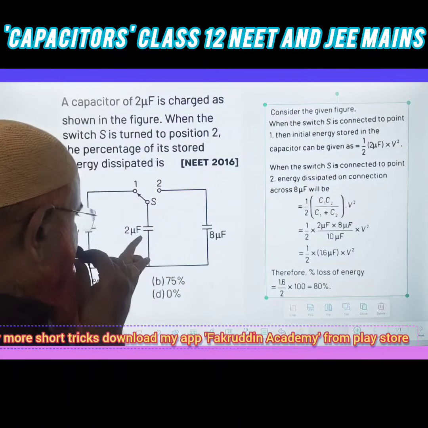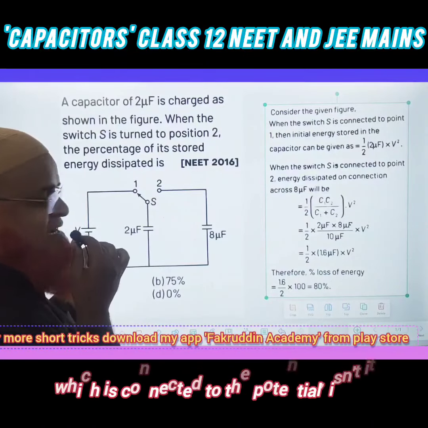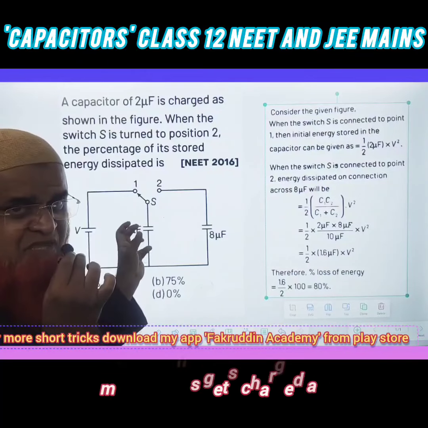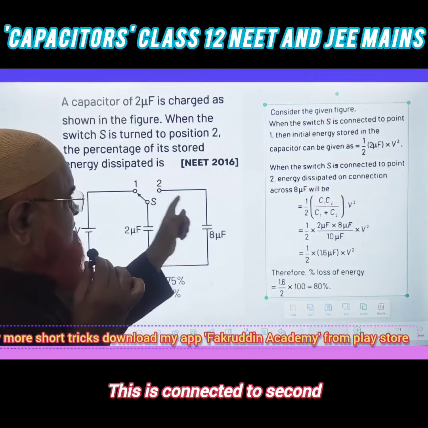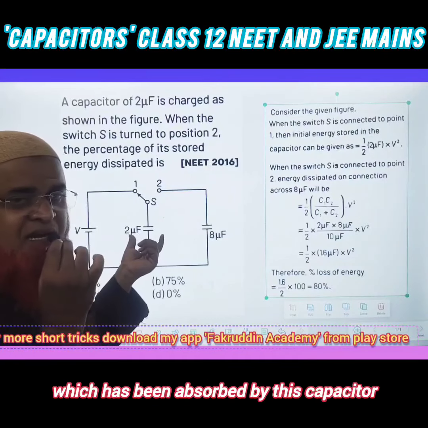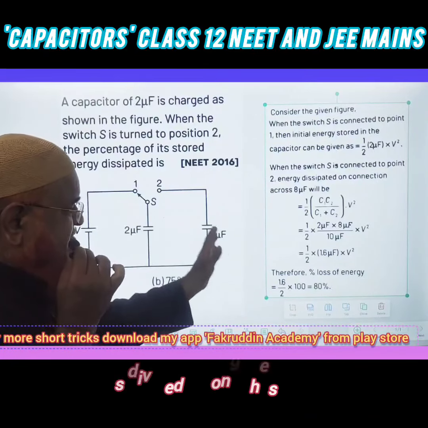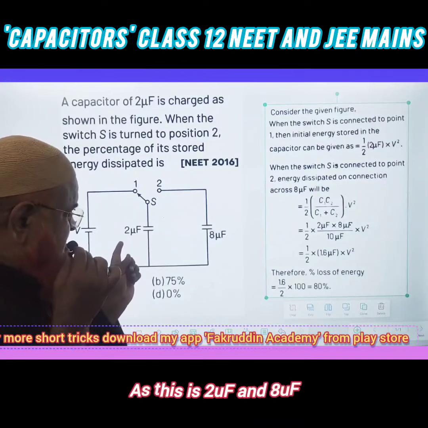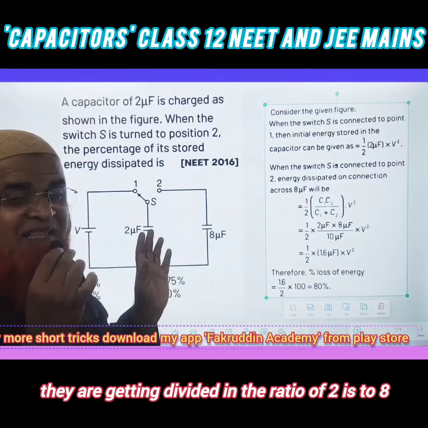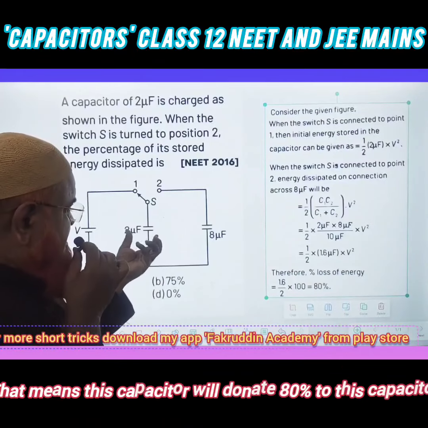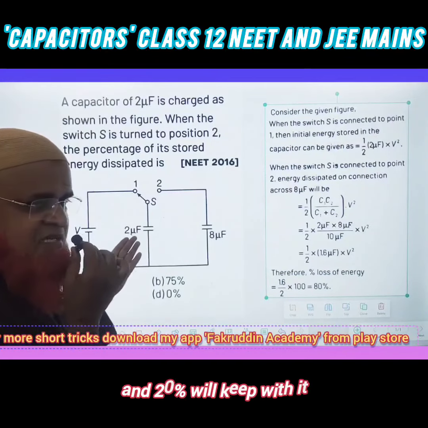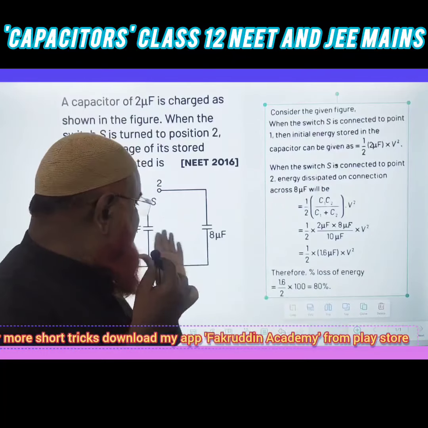How? Let me show. See, this is a capacitor of 2 microfarads which is connected to the potential, isn't it? After some time this gets charged, and then it is connected to the second capacitor with a switch. That means the potential which has been absorbed by this capacitor is divided among these two. As this is 2 microfarads and 8 microfarads, they are getting divided in the ratio of 2:8. That means this capacitor will donate 80% to the other capacitor and 20% will stay with it. So 80% is a loss, that's it.